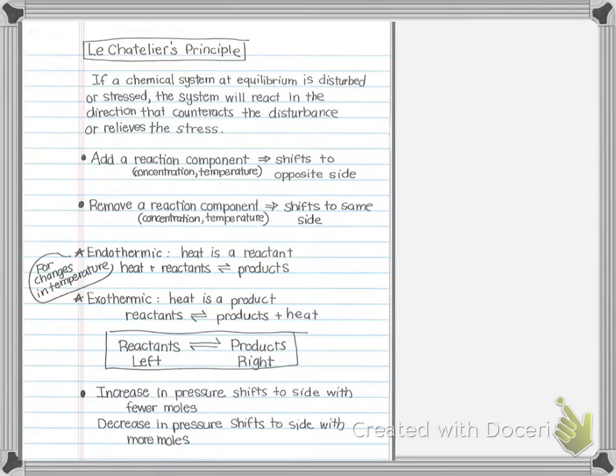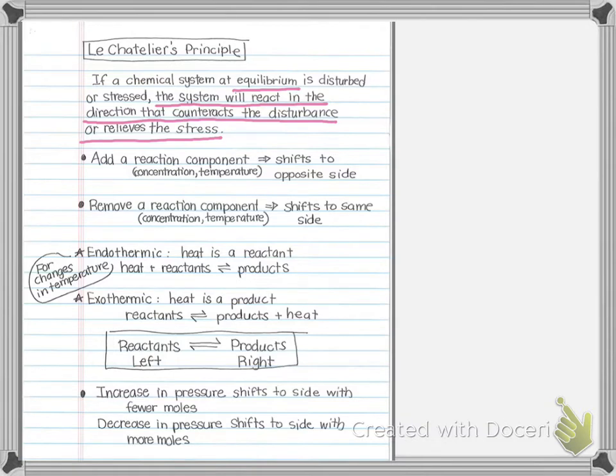Le Chatelier's principle helps us understand what chemical systems do when they're stressed or disturbed. If a chemical system is at equilibrium, once a system reaches equilibrium, if you disturb or stress it, here's what it says: the system will react in the direction that counteracts the disturbance and relieves the stress.